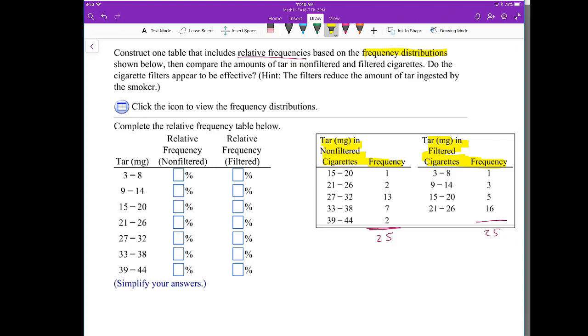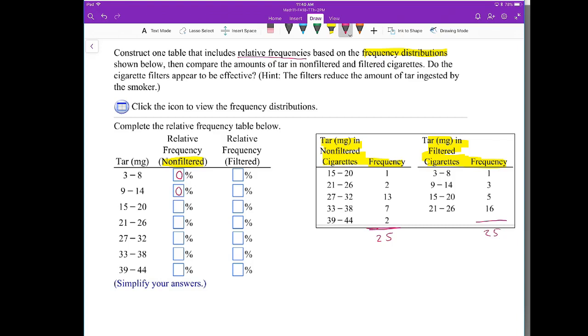So this column is the relative frequency for the non-filtered cigarettes. So over here in that table, we realize that there's nothing for 3 to 8 milligrams, so we're going to assume it's 0. So to find this percentage, we do 0 divided by 25. So 0 divided by anything is always 0. So anytime we don't have anything, we're just going to assume that it's going to be 0. So likewise, this class is going to be 0%.